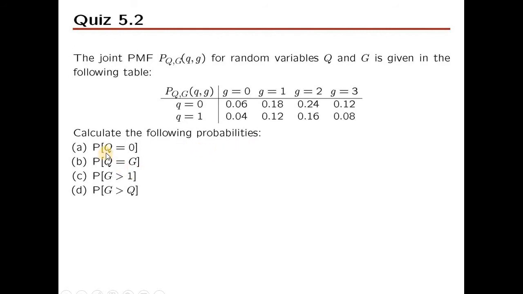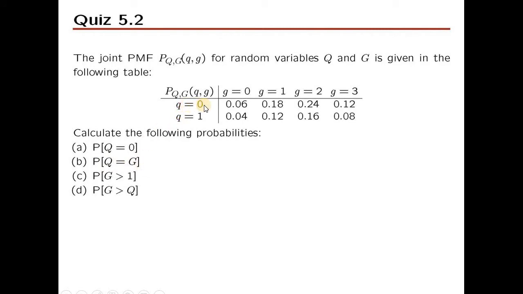The first one is the probability when Q is 0. Look here, this is the row where Q is 0. For this Q equal to 0, I have to add all the probabilities in this row, so I calculate 0.006 plus 0.18 plus 0.24 plus 0.12. Then I can solve the first part. Now the second is Q equal to G.